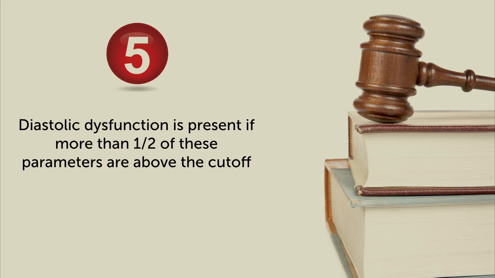Number 5. So now we've got these parameters, and rule number 5 tells us that we should count how many of these parameters are positive or negative. And if we see that more than half of these parameters are above the normal values, then it is quite clear that the patient has diastolic dysfunction. So very straightforward and easy. In other words, we have a way of looking at all the parameters. If 3 are positive, 1 is negative, then he's got diastolic dysfunction.